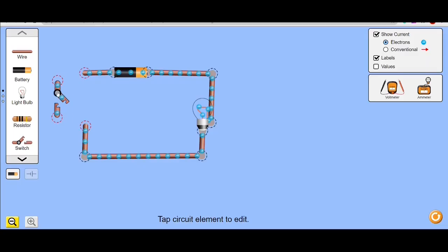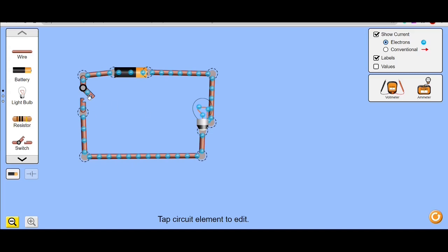I'll just connect one switch to this circuit. So that's how the switch gets connected. Now you can see right now this switch is open. You can see that electrons are not moving. That's why current will also not flow and the bulb is also not glowing.